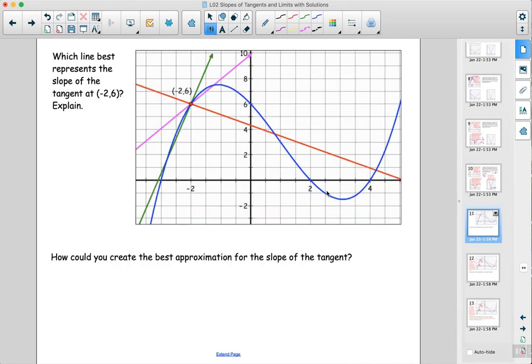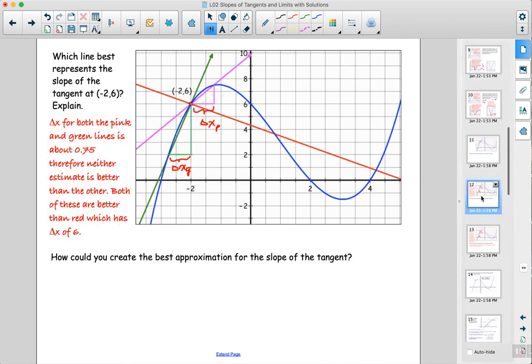All right, so which of my lines here best represents the slope of the tangent at this point here, (2, -6)? So which line? We've got magenta, we've got green, we've got red. Which one gives us the best approximation for the slope of the tangent that we would draw through that point? And again, you can be in control of the timing. I'm just going to move forward.